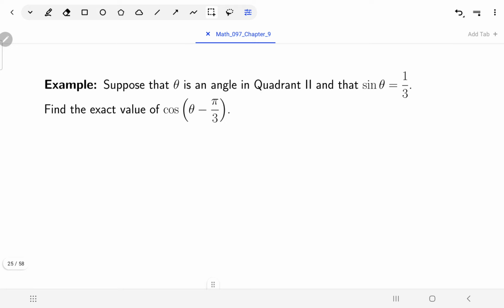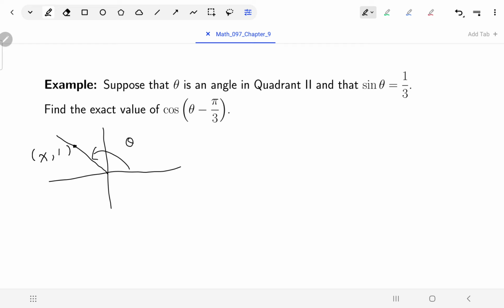So my first job is figuring out what cosine of theta is, and that's very much a chapter 7 kind of question. We're told we've got an angle in quadrant 2, so I'll draw that. There's my angle in quadrant 2. I know that sine of theta is 1/3, and sine is y over r. So I should take my y value as positive 1 for this point on my terminal side. There's a mystery x value yet to be determined, and I know that r is 3.